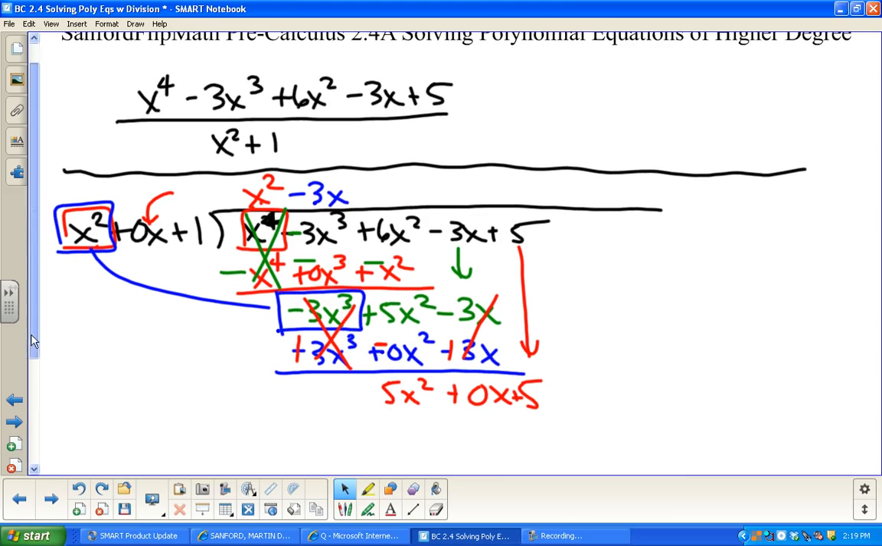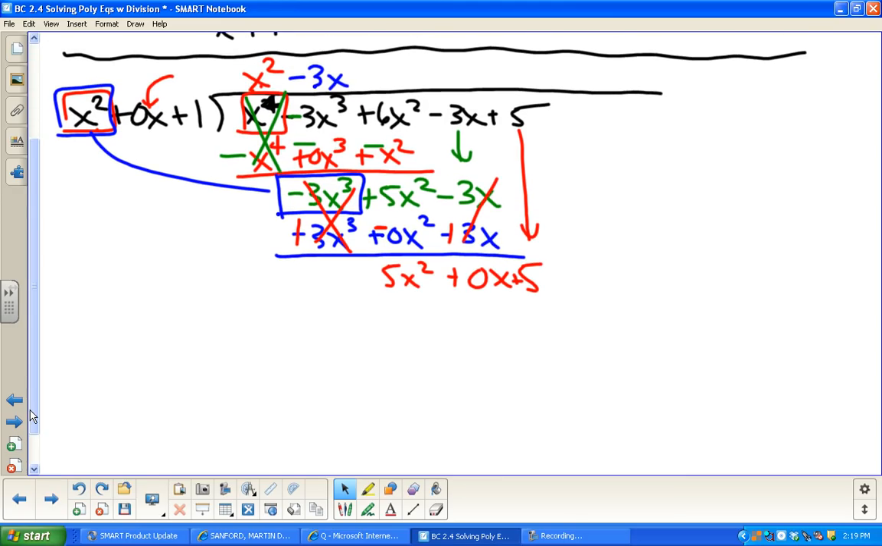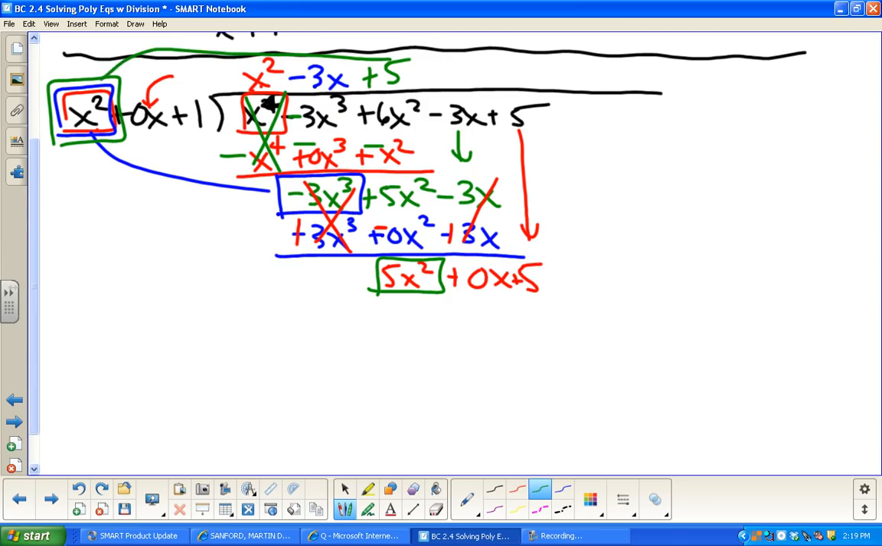Okay, let's do it again. So I'm looking at x squared, and I'm looking at 5x squared. Well, that's just plus 5. What times x squared is 5x squared? 5. 5 times x squared, so I'm distributing again, so I'm going times all three of these. So 5x squared, 5 times 0 is 0, and then 5 times 1 is 5.